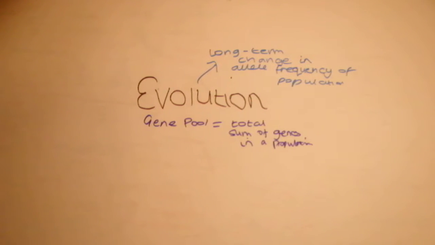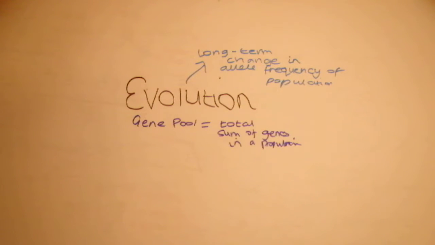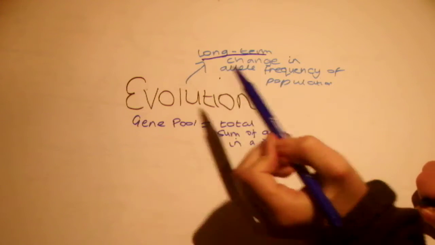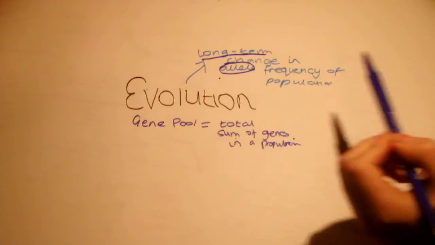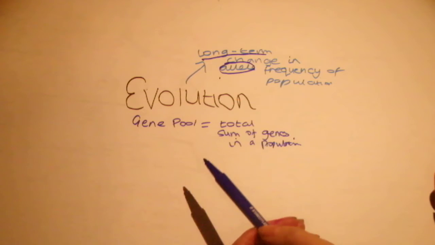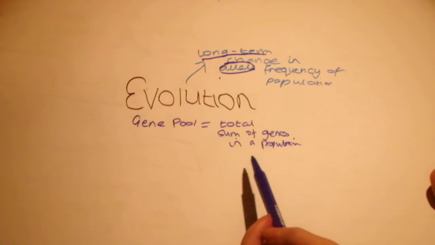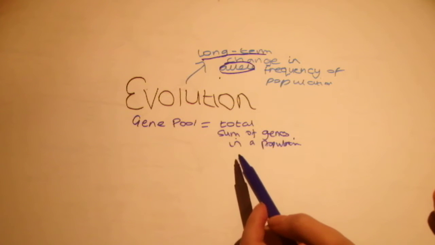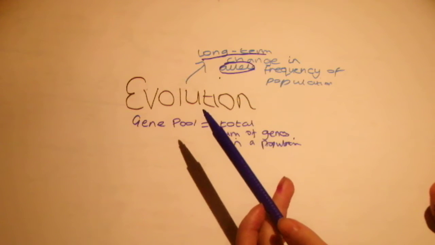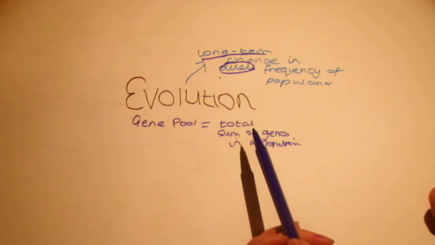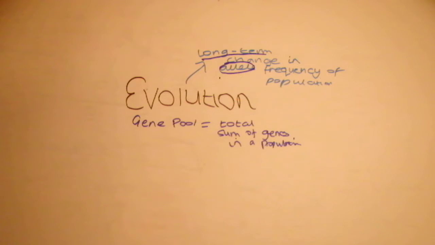Okay, so evolution. What is evolution? Evolution is population genetics. So it's the long-term change in the allele frequency of a population. A gene pool is the total sum of the genes in a population, and the long-term change in allele frequency in a population is evolution. So how do you calculate the allele frequency?